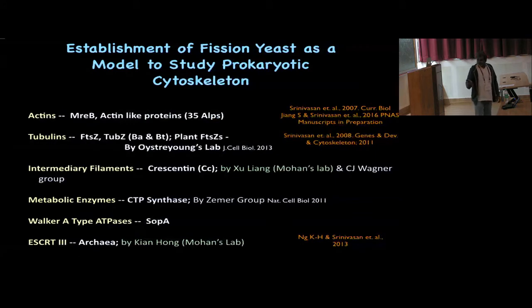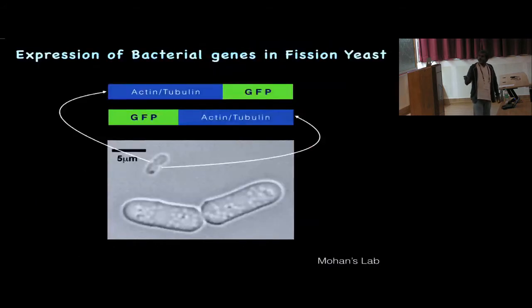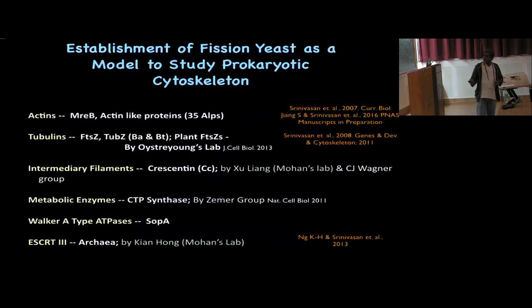Okay, so of course at this point of time, we didn't know whether they needed anything from bacteria or not. But of course, after this work, we knew that there was nothing needed and they can self-assemble into polymers. So what we have done here is to establish fission yeast as a system to study all kinds of bacterial cytoskeletal proteins. We have studied actins like MreB. We have expressed nearly 40 different kinds of actin-like proteins.